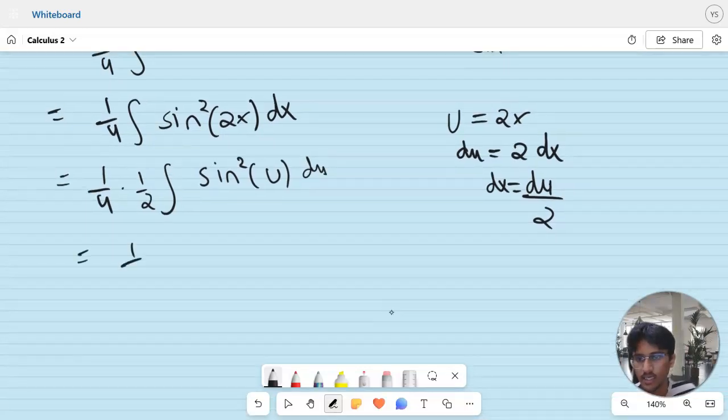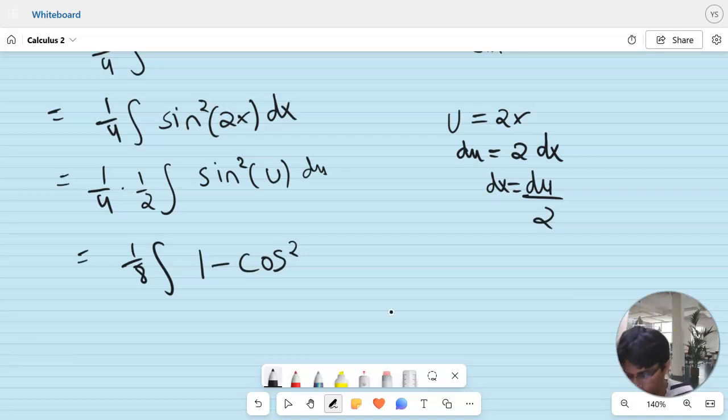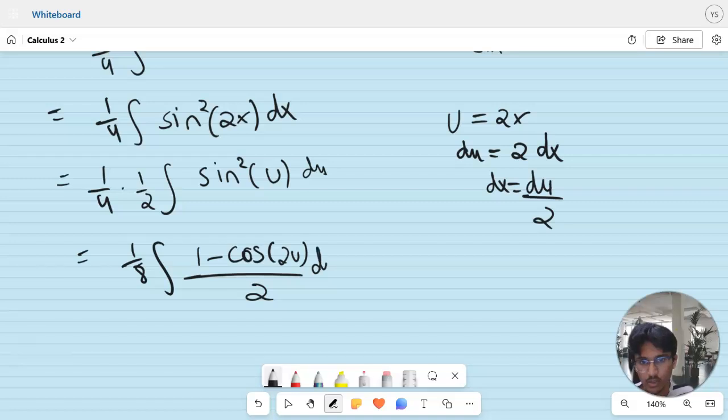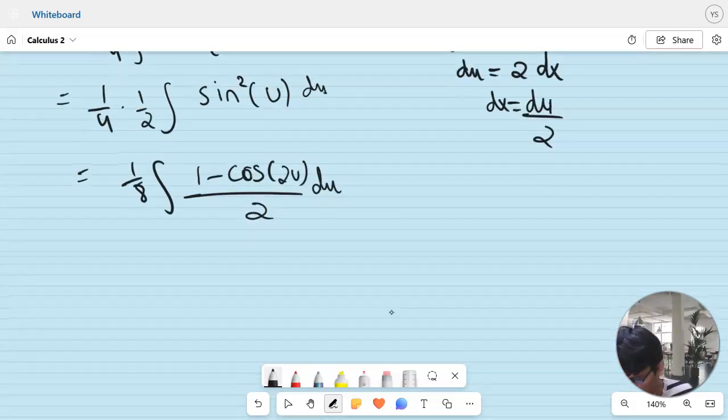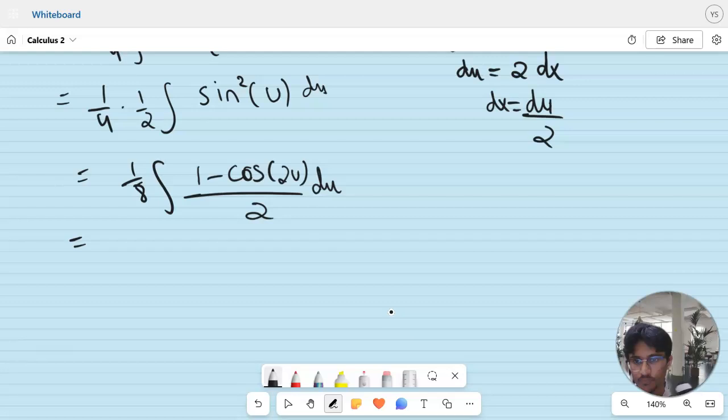So it's going to be 1/8. Now let's try and solve this even further. We know sine square of u, let's use the half angle formula here. It's going to be 1 minus cosine 2u over 2 du. So 1/8, and then we're bringing the half again outside.